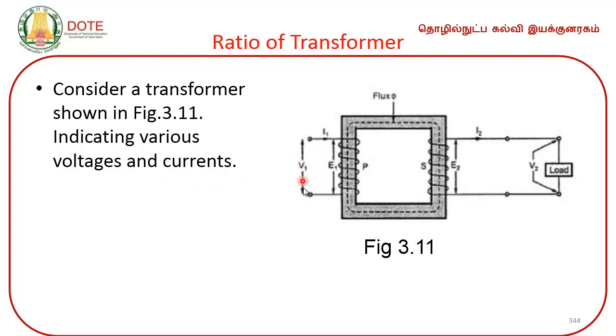V1 is the input supply voltage, I1 is the primary current, E1 is the EMF induced in the primary, phi is the flux induced in the core, and E2 is the EMF induced in the secondary, and I2 is the secondary current, V2 is the voltage across the load.